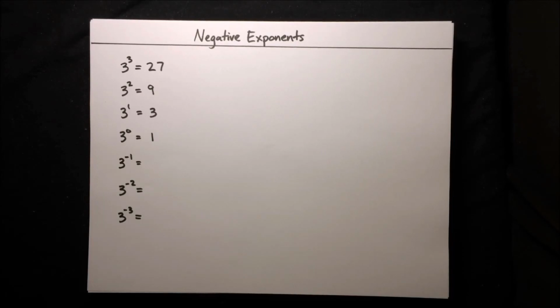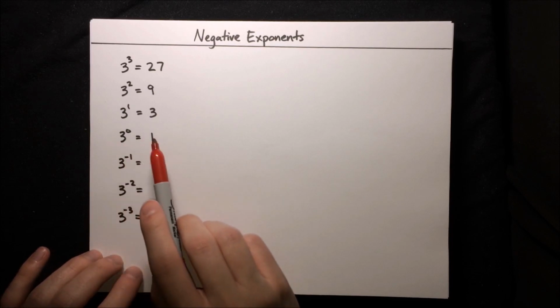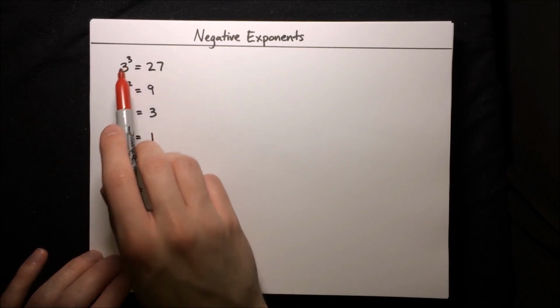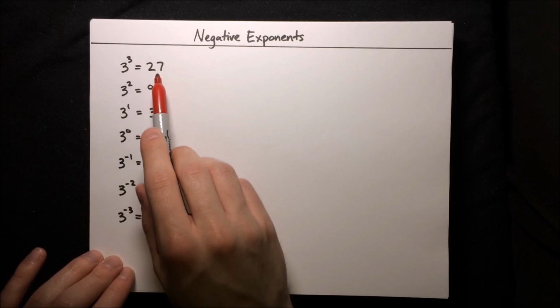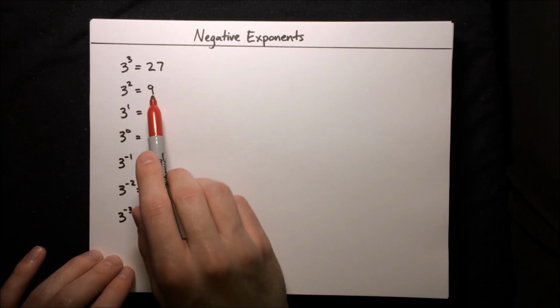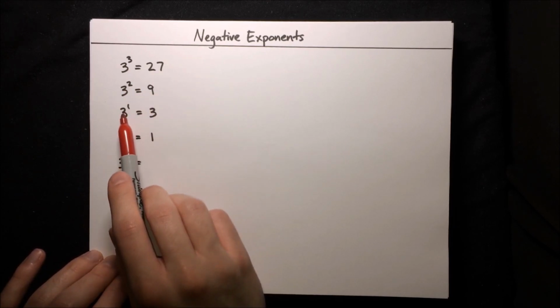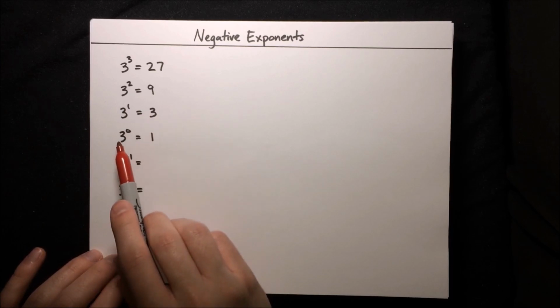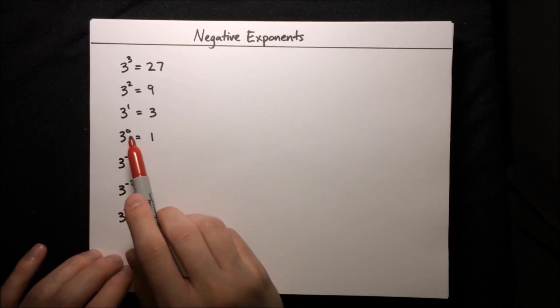In this video, I'm going to show you how to compute numbers raised to negative exponents. Now, we already know how to raise numbers to zero and positive exponents. Let's just take a recap of that for 3. 3 to the third power is just 3 times 3 times 3, which is 27. 3 squared is just 3 times 3, which is 9. 3 to the first is just 3, and then 3 to the 0th power is just 1.